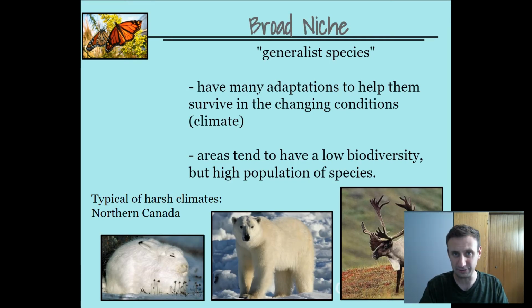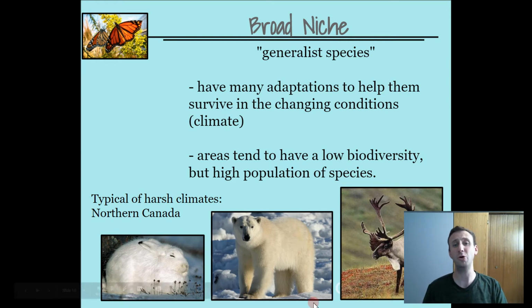So broad niches apply to what we call generalist species. When we talk about a generalist, we're saying something that can do a lot of different things, right? A generalist species has many adaptations to help it survive in changing conditions. It can eat a lot of different foods. It can survive in a lot of different areas. It is not specialized to one food or one environment. It can do many different things.